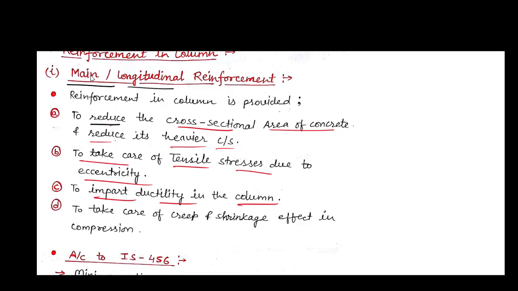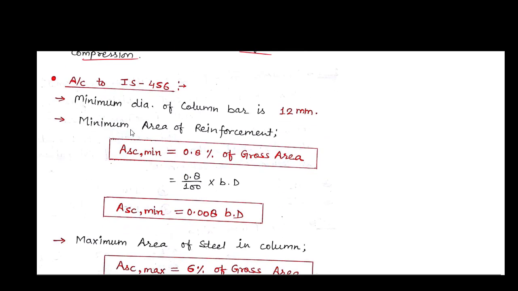The last point is to take care of creep and shrinkage effect in compression, because as you know, concrete is more vulnerable to creep and shrinkage. By providing steel we take care of that creep and shrinkage effect, we lower the impacts. According to IS 456, which we are using for the design part, the minimum diameter of column bar is 12 mm. This means you have to provide minimum 12 mm diameter for the main reinforcement in column, and minimum area of reinforcement, which is known as ASC.